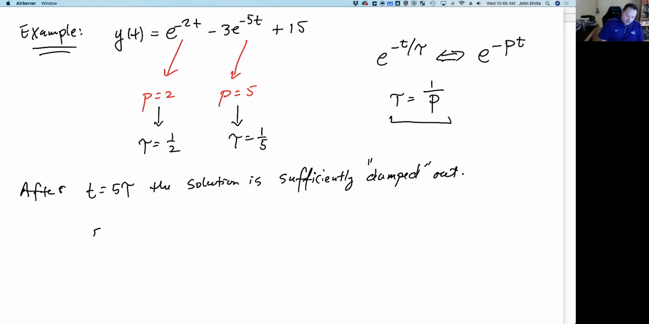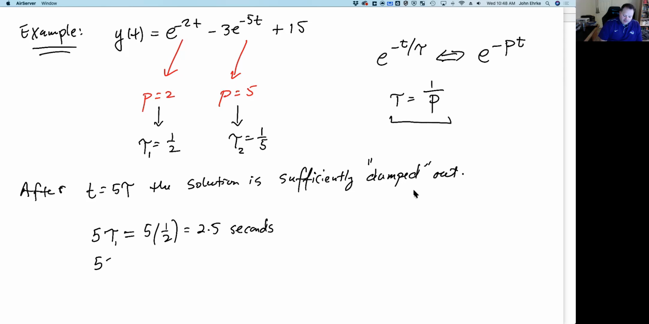So 5 tau would be 5 times, in the case of this one, I'll call this tau 1, I'll call this tau 2. 5 tau 1 would be 5 times 1/2, or 2.5, and the units here would be seconds. The units don't have to be seconds, but in the problem, I'm telling you the units for time are seconds. So it's going to take approximately 2.5 seconds for that first exponential to damp out.